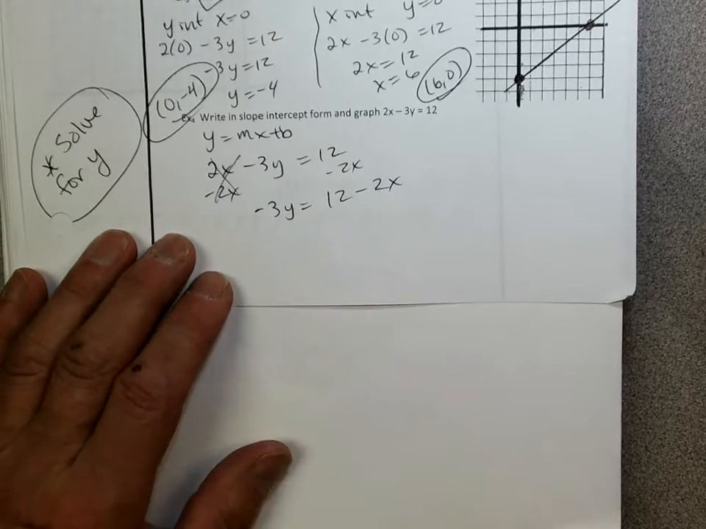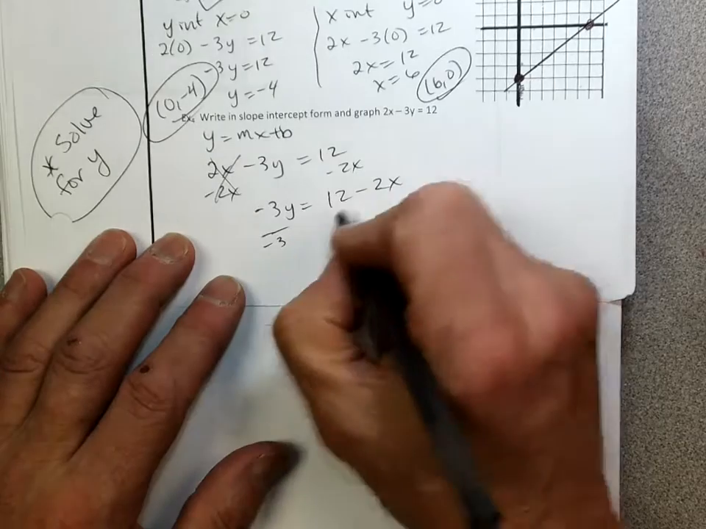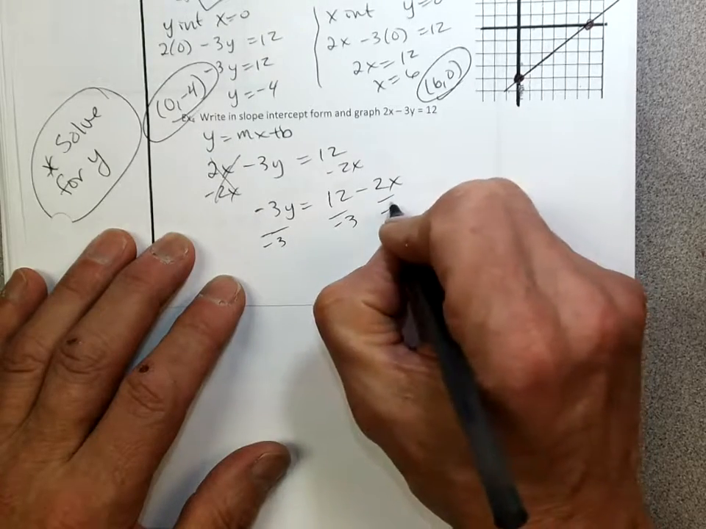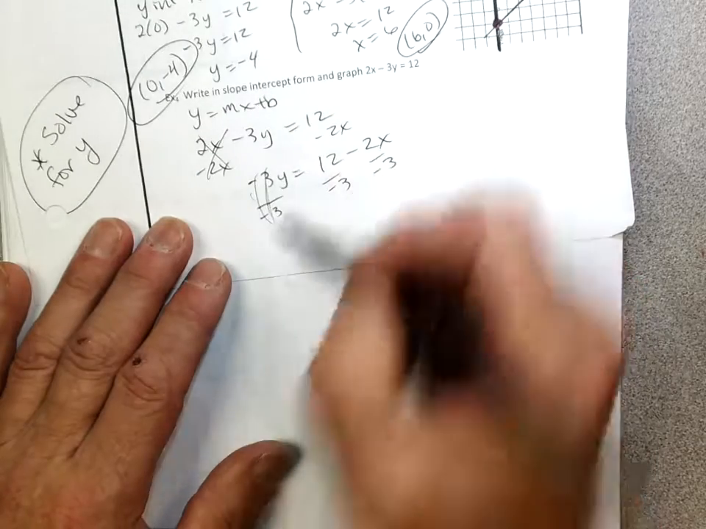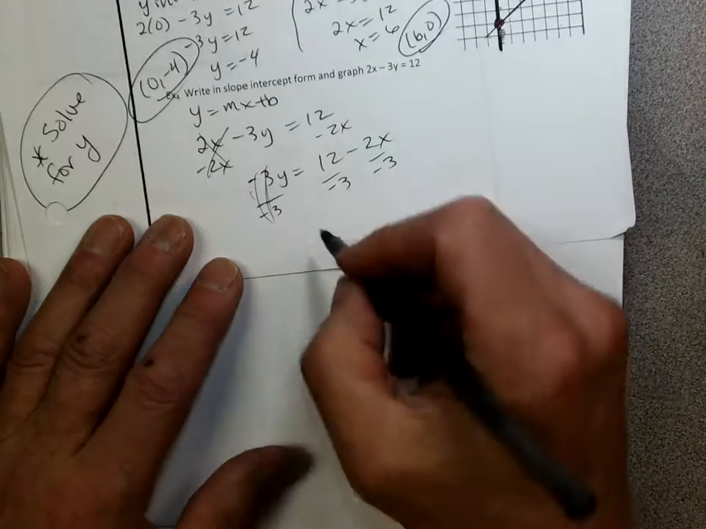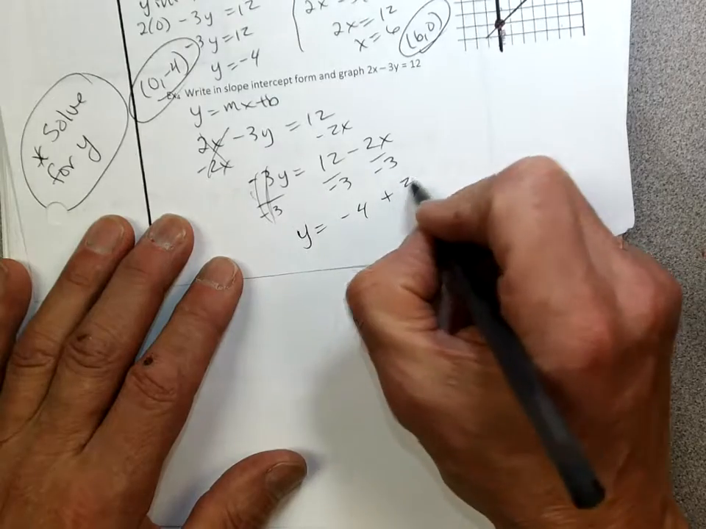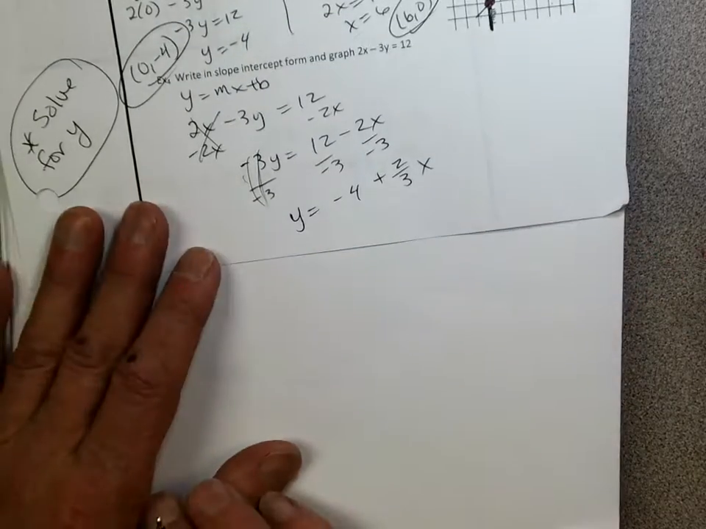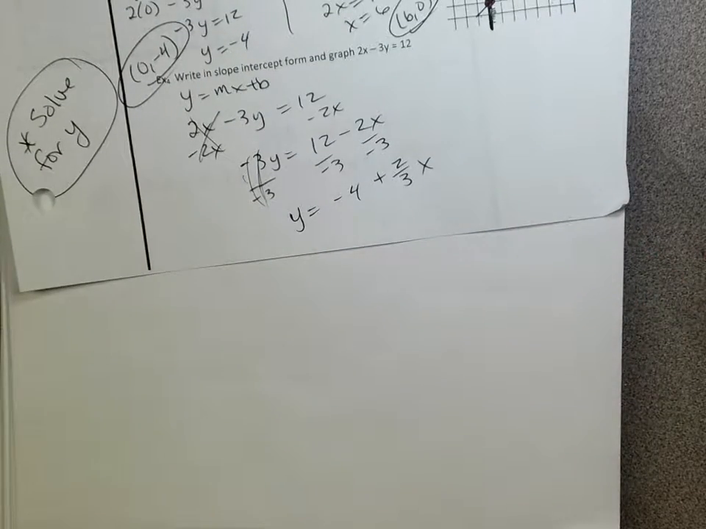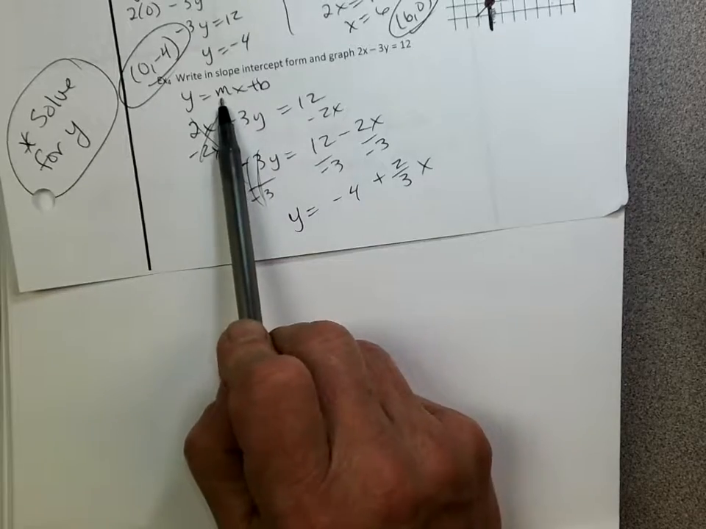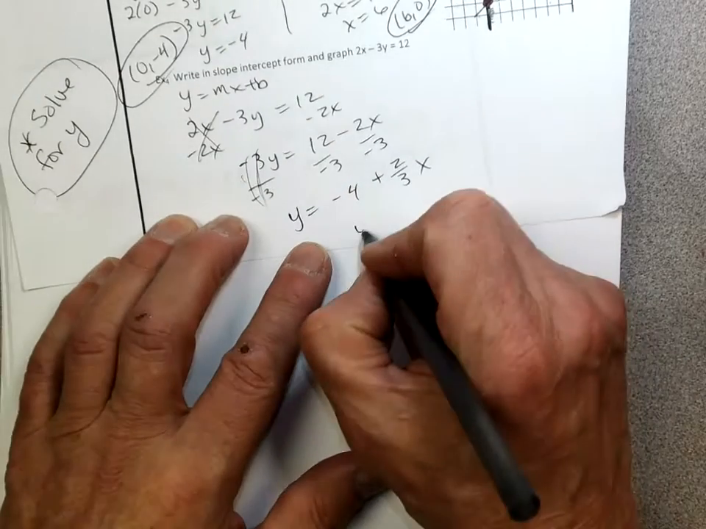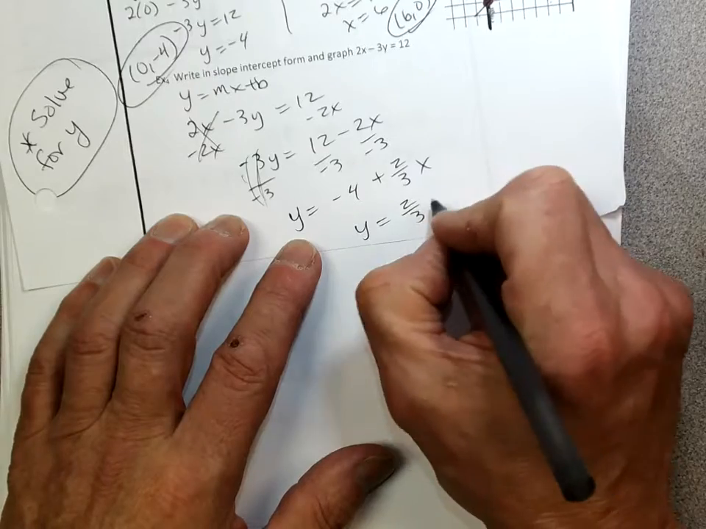Okay. Divide by negative 3, divide by negative 3, divide by negative 3, right? Because that cancels out the negative 3. So you get y equals a negative 4 plus 2/3 x. Now the only thing I'm going to do is switch it around because the form is the x before the b, so I'll go y equals 2/3 x minus 4.